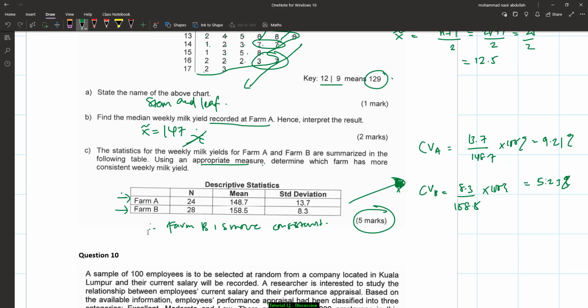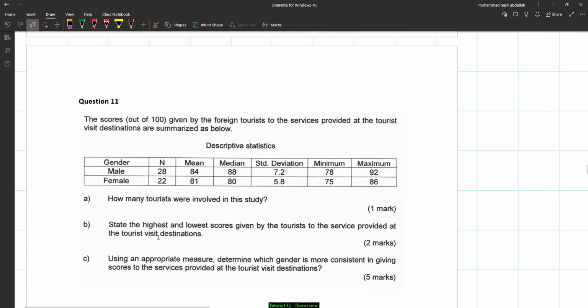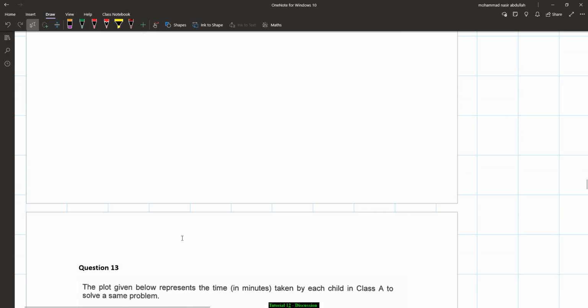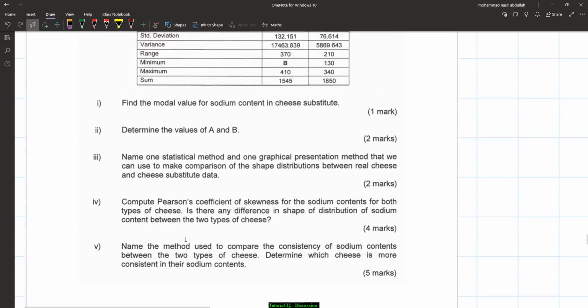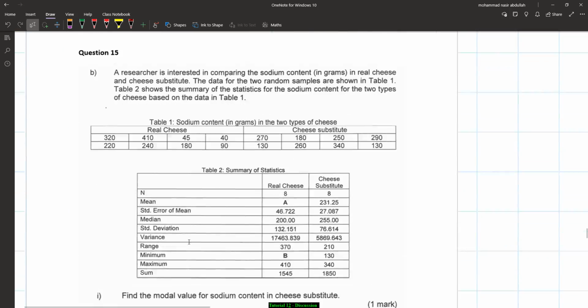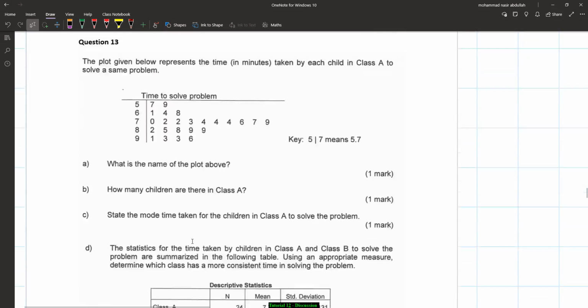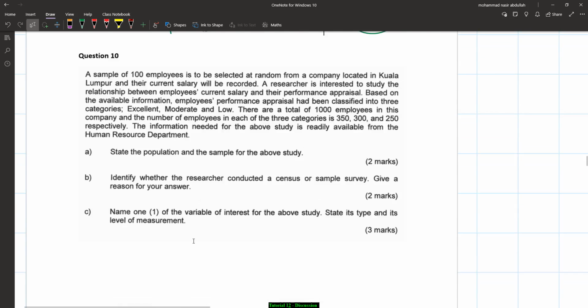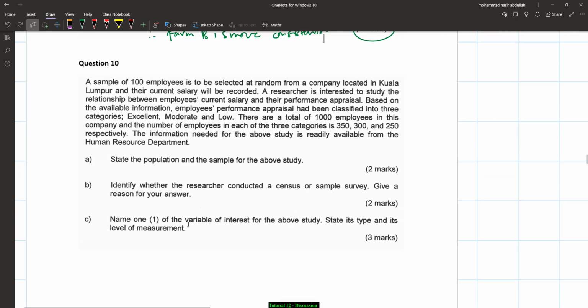Okay. So let's look at the last question. Questions 11, 12 to 17 you can do by yourself. Never mind, let's try to look at a few questions that we pick randomly.